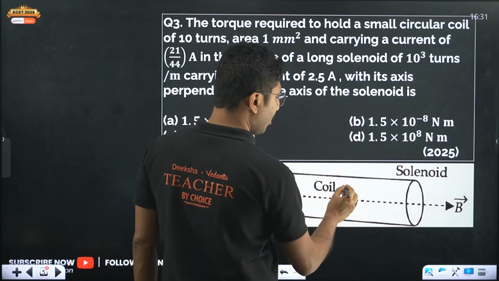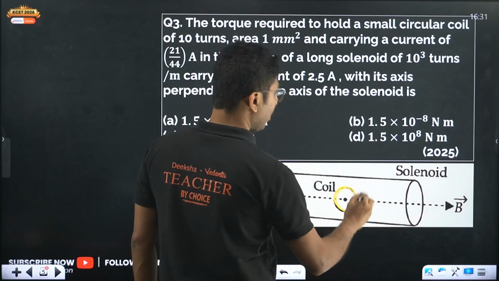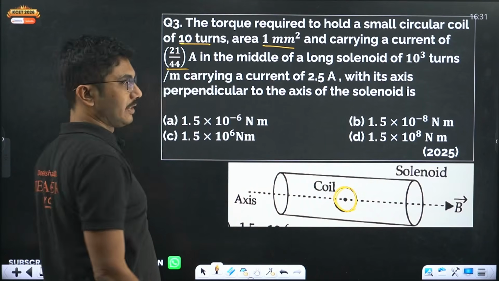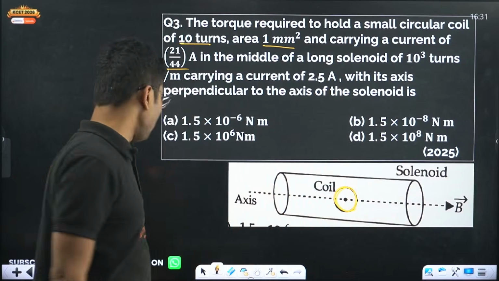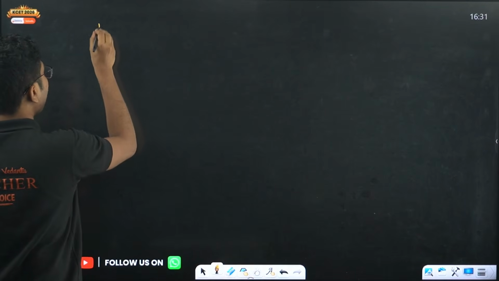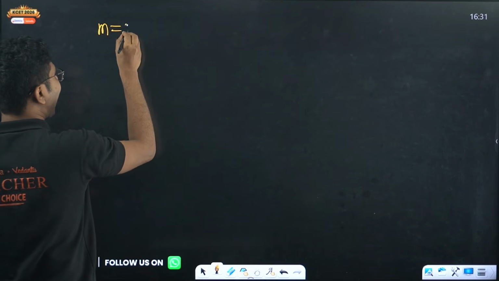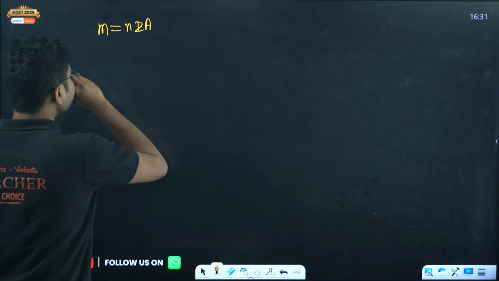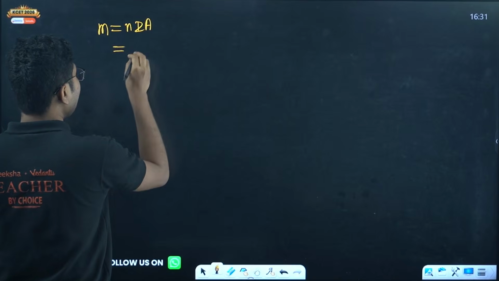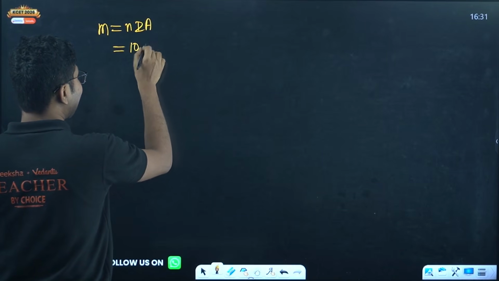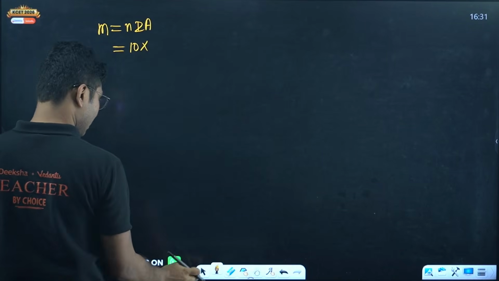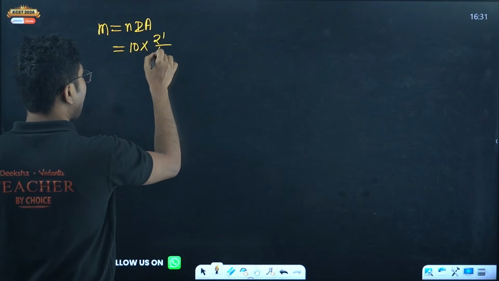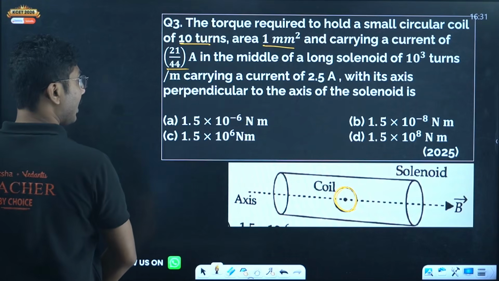Here we have a small coil. The area is given, the number of turns is given, the current is given. So what is the magnetic moment of a small coil? The magnetic moment of a small coil is given by NIA. So the number of turns is 10, the current is 21 by 44, and the area is 1 millimeter square.